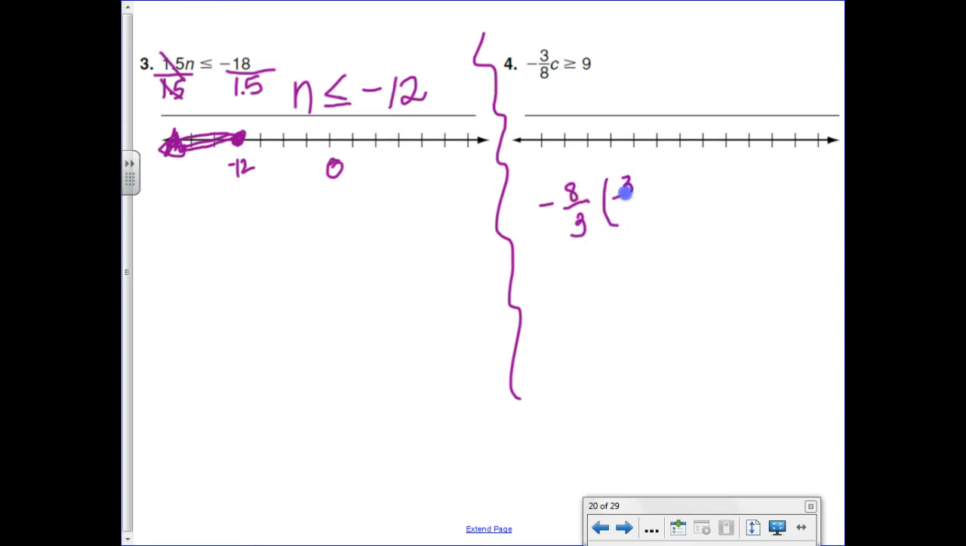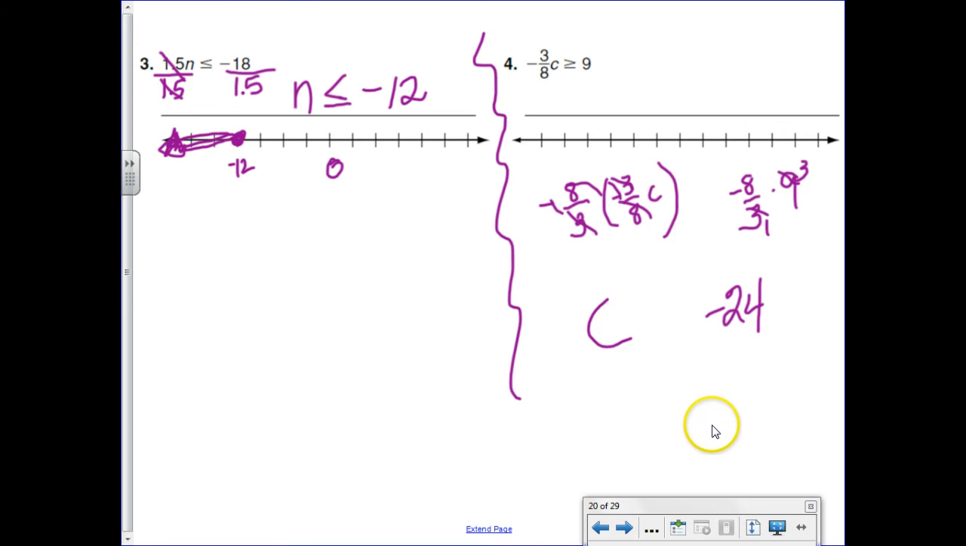Negative 8/3 times negative 3/8 c. And then on this side, I'm going to have to say negative 8/3 times 9. All of this joyfully ends up being equal to a positive 1c. That's exactly what I wanted, a 1c here. So I'm just going to write it as c. Over here, let's see, 3 goes into 9 3 times, so it looks like I end up with negative 24.